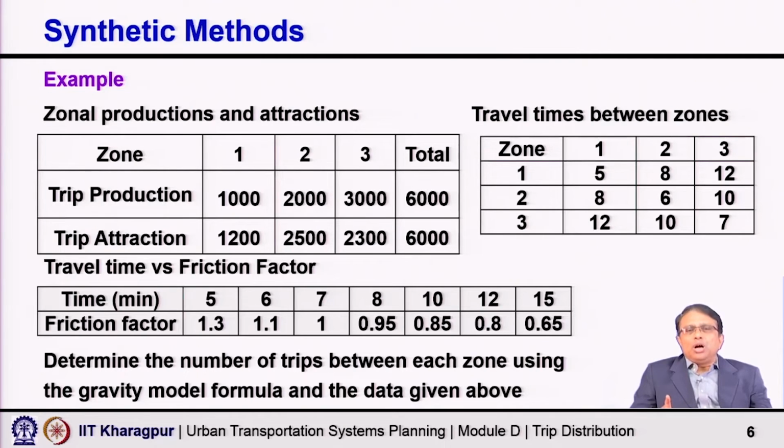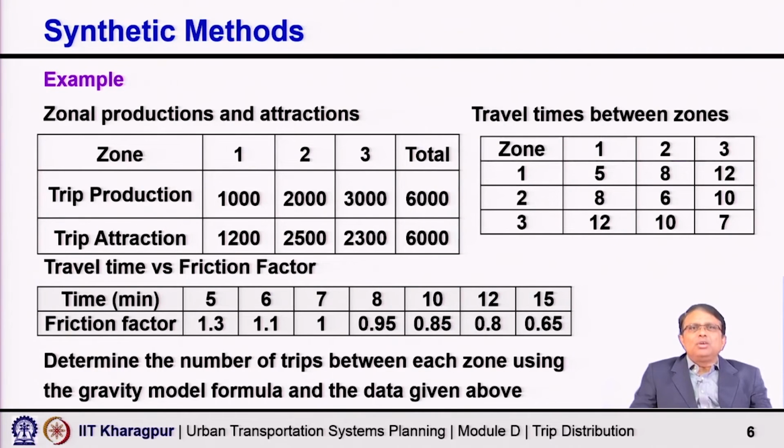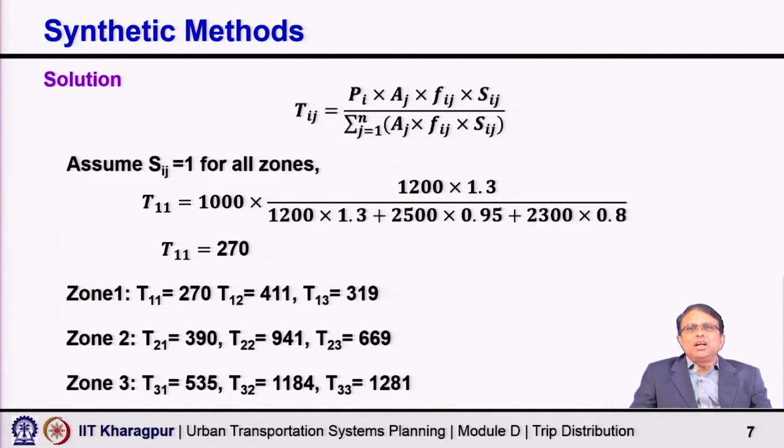Then 1 to 2, how much is the travel time? 8 minute. 8 minute corresponding friction factor value is 0.95. So, 2500 into 0.95 plus zone 3, what is the attraction? 2300 multiplied by, let us see what is the value of 13, 13 is 12 minute, 12 minute corresponding Fij value is 0.8. So, come back, 2300 into 0.8. So, like that you calculate.